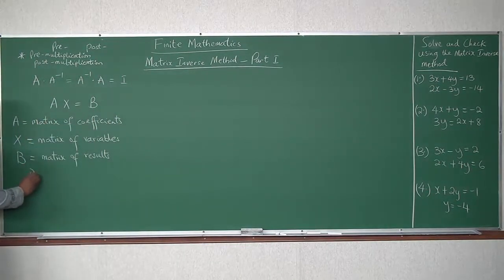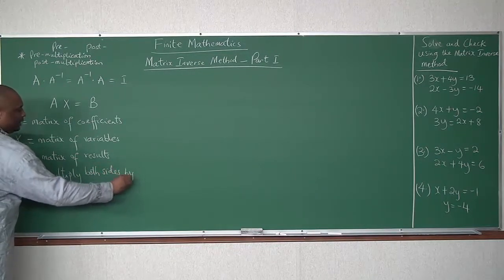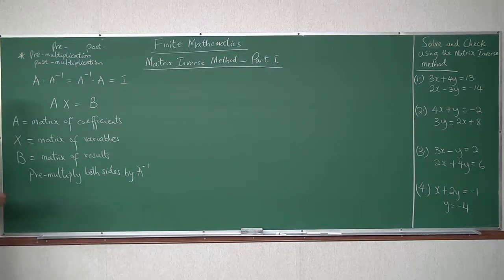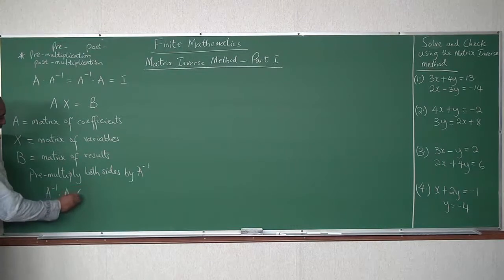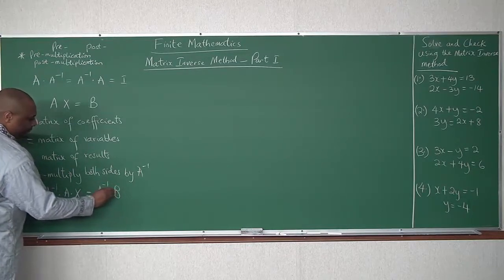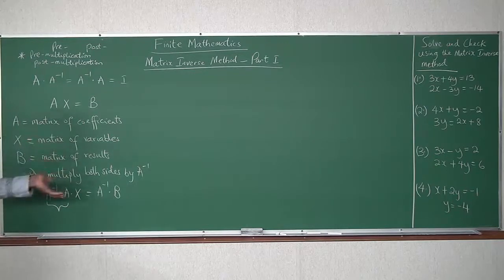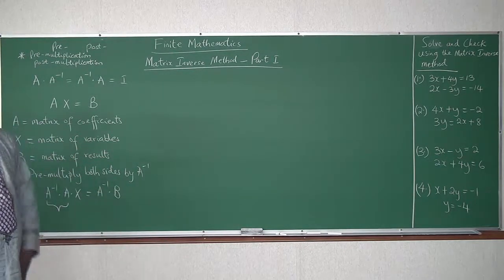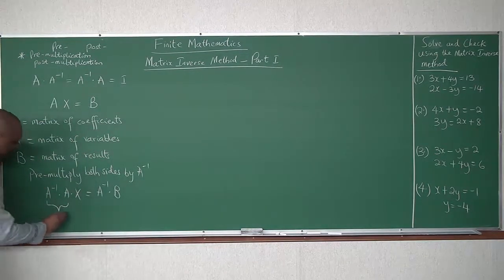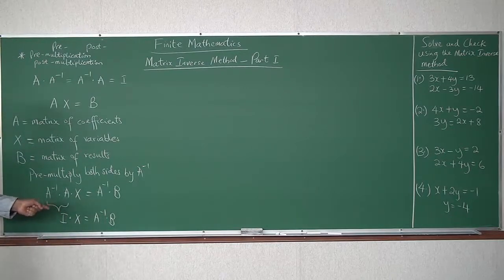From here, pre-multiply both sides by A inverse. So when you do that, this is what you're going to get: A inverse times A times X, because this means A times X, is equal to A inverse times B. You now see that A inverse times A, which we discussed in the videos on the inverse of a matrix, which you need to view, is an identity matrix. So I times X will now give you A inverse times B.